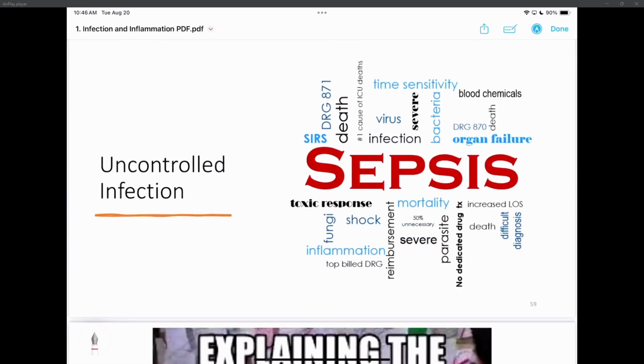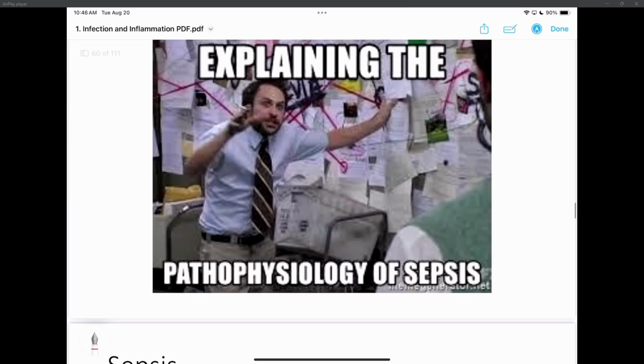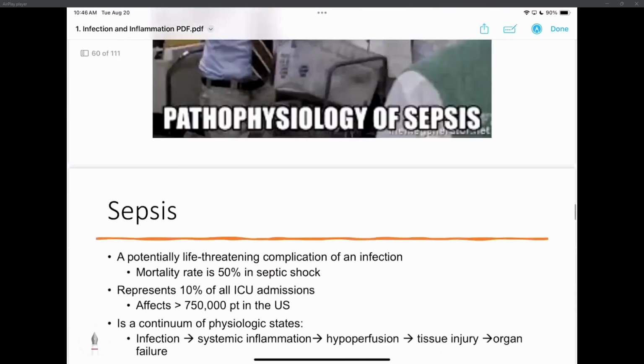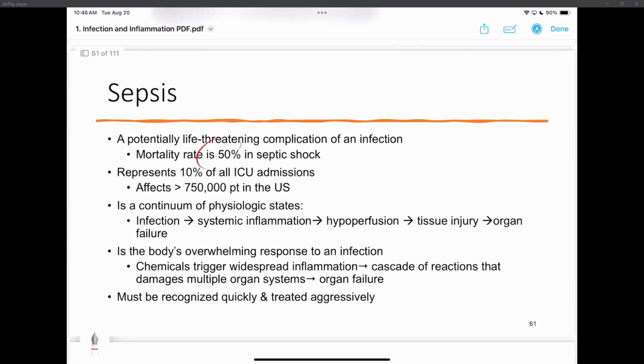With sepsis, sepsis is an uncontrolled infection, just going rampant through the body. So we'll go through how sepsis works. Okay, it's a potentially life-threatening complication of an infection. Mortality rate is 50% with septic shock. 10% of all ICU admissions are due to sepsis. It's a continuum of physiologic states. First, you get infected. Then your body has a choice.